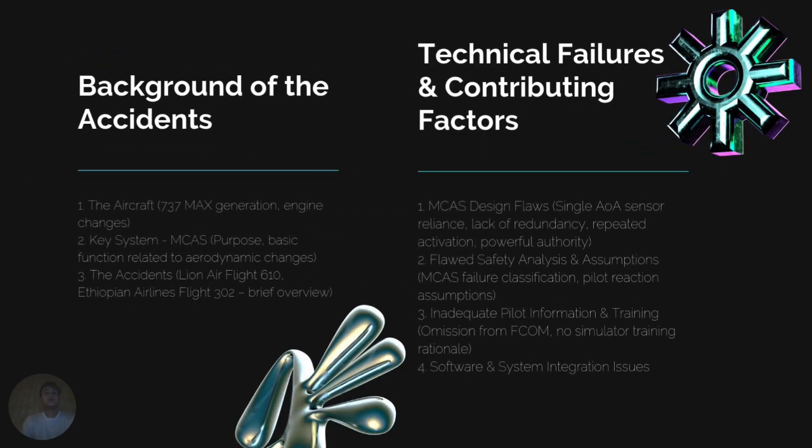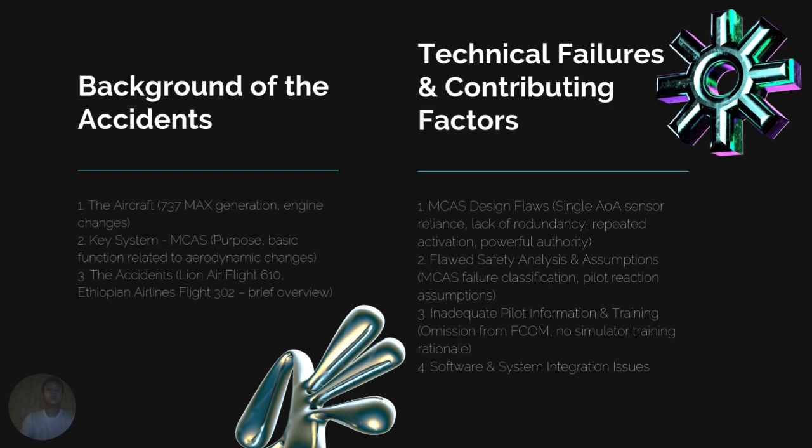This happened in two crashes. The first one was in Indonesia in 2018, Lion Air Flight 610, and 189 people died in the crash. The second one was in Ethiopia in 2019, and 157 people died in the crash. In both cases, the sensor gave wrong data, and MCAS activated many times, and the pilots couldn't stop it.